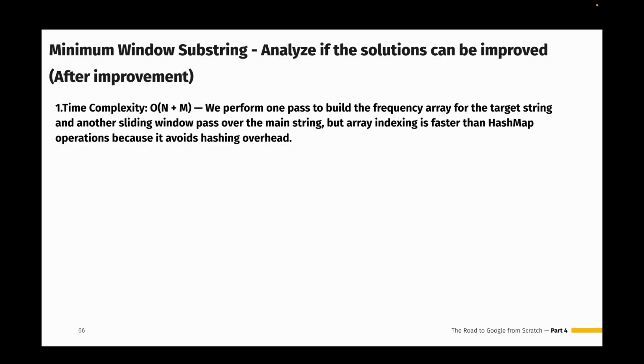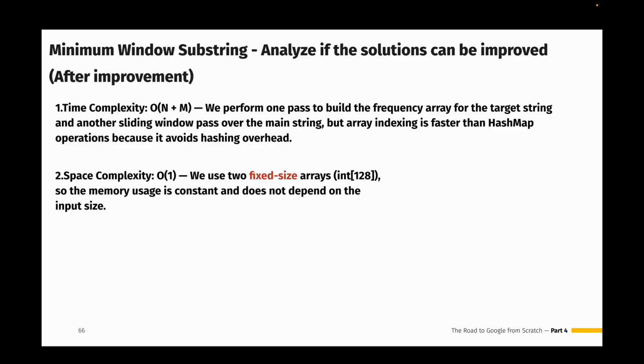We perform one pass to build the frequency array for the target string and another sliding window pass over the main string, but array indexing is faster than HashMap operation because it avoids hashing overhead. And the space complexity is O(1). We use two fixed size arrays int 128, so the memory usage is considered constant and does not depend on the input size.